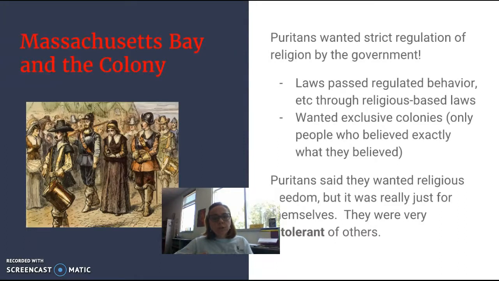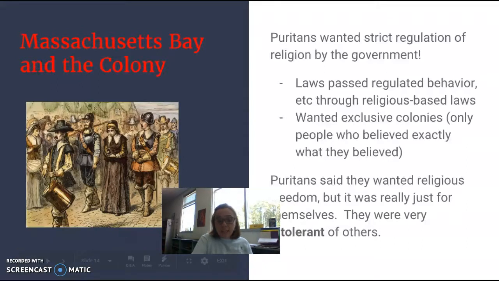They wanted a strict regulation of religion by the government. They believed that the government and religious laws should be the same, and their religious-based laws regulated everything that happened in the Massachusetts Bay Colony. They wanted exclusive colonies. They only wanted people who believed the way they believed, and they would actually exclude people from even being able to trade inside of their colony if they didn't have the correct belief systems.